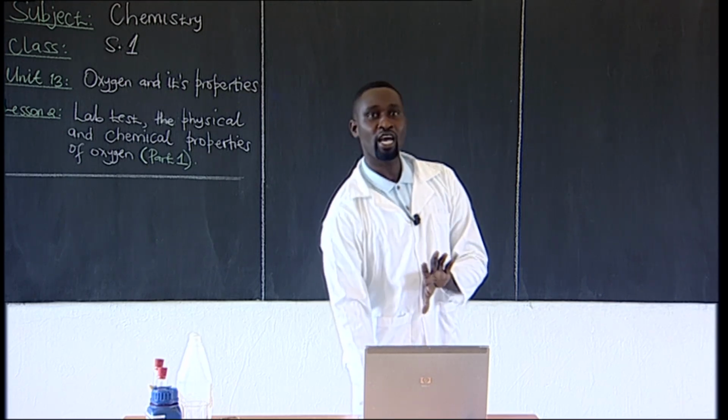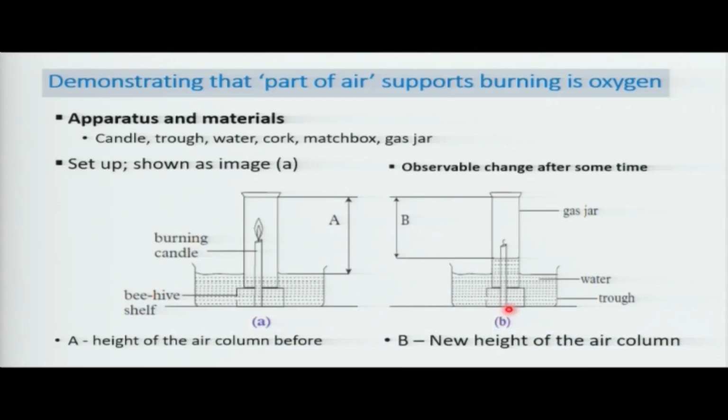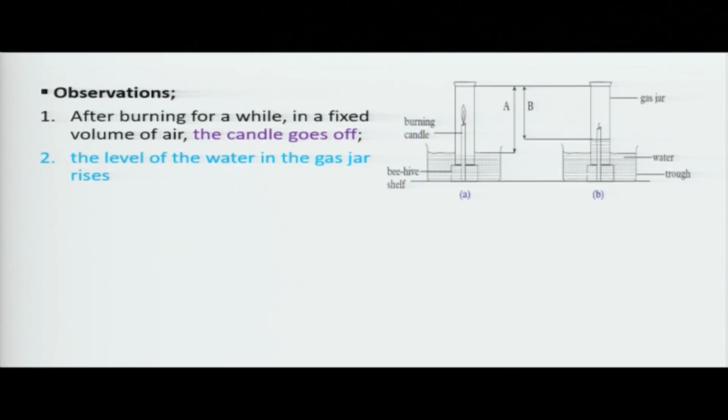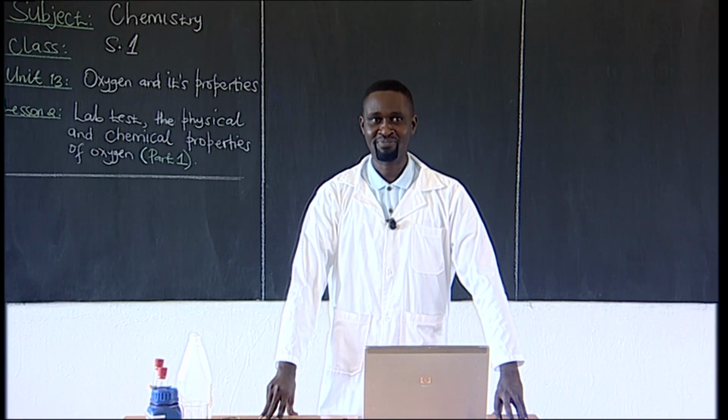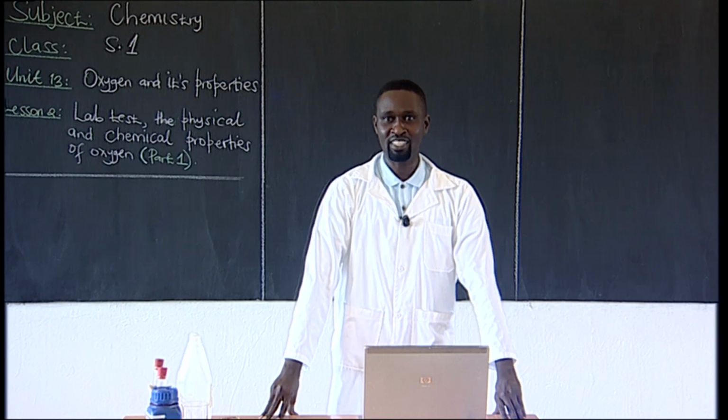So in this case, we are carrying out an experiment, and this is the setup. As soon as the candle goes out, you take the measurements. We've seen the observation that after some time, the candle will stop burning, and the water level in the gas jar will increase. Now, why would the candle go off after some time?